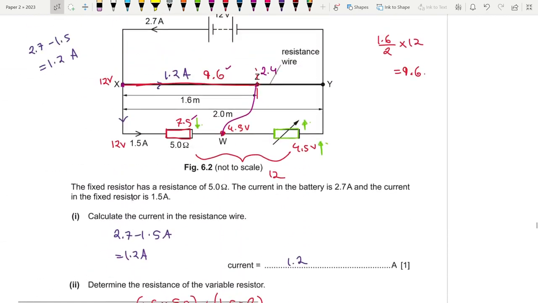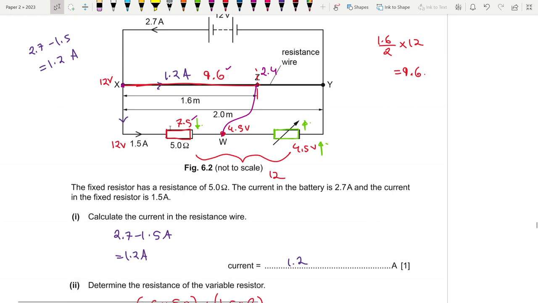So let's see. So essentially, due to the increase in resistance in this section, the current over here, 1.5 amps, is going to decrease. Okay, fine.